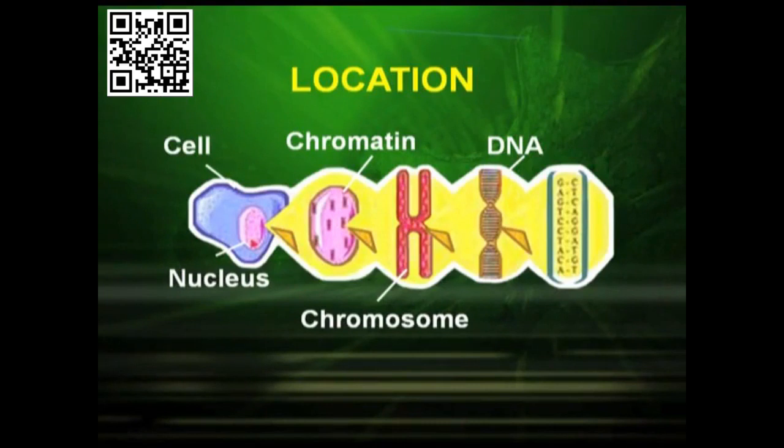Before we go into the detail of DNA structure, let us see where the DNA is located. The DNA is located in the cell. The cell contains the nucleus. The nucleus contains chromatin material. The chromatin material, during cell division, is organized into chromosomes. The chromosomes contain the DNA.